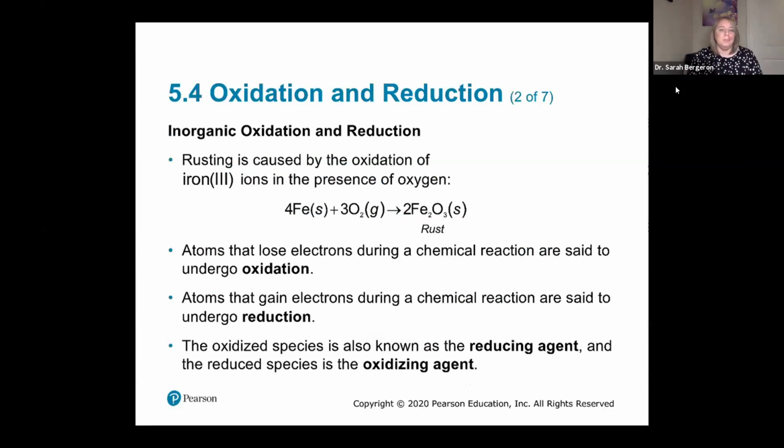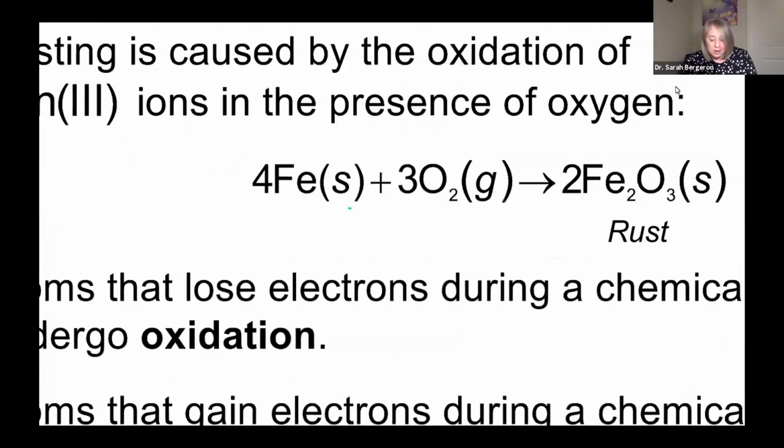Here's an example. We have rusting. Rusting is an example of an oxidation reduction reaction. And always remember, if you have oxidation, you have reduction. You can't have one without the other. If you look at these substances, you're going to start with iron. You have iron 3 ions in the presence of oxygen. So here we have our iron, and we are in the presence of oxygen, and in that presence, we are going to create iron oxide. So when this happens, you're going to create iron 3 oxide.